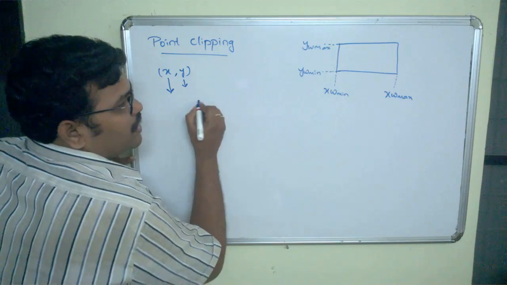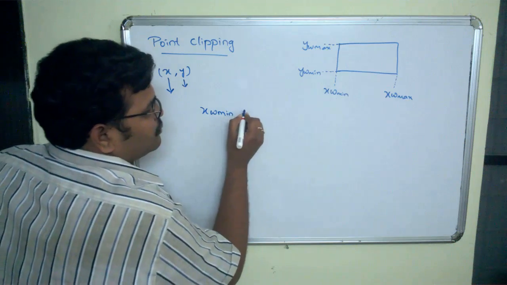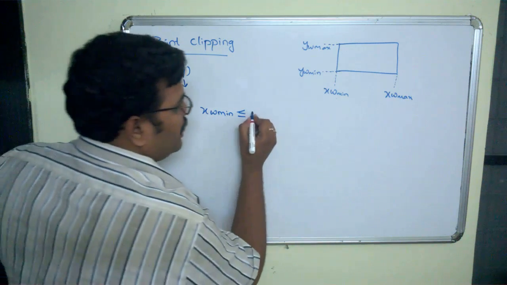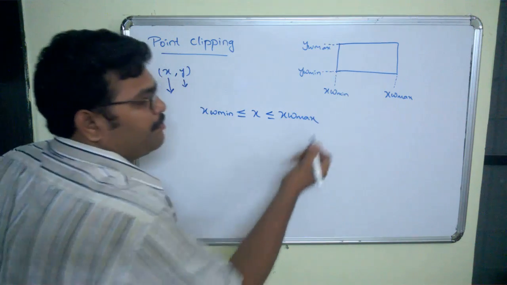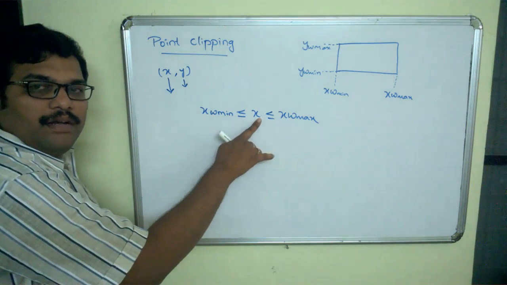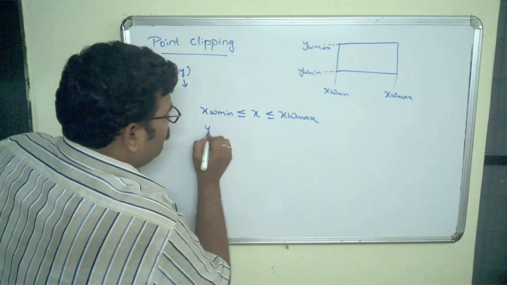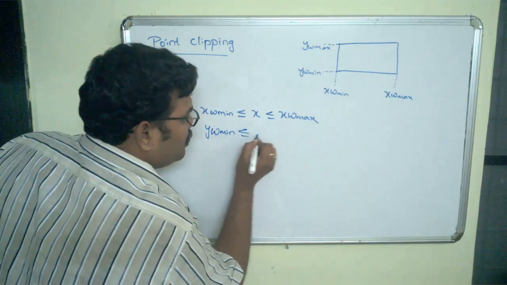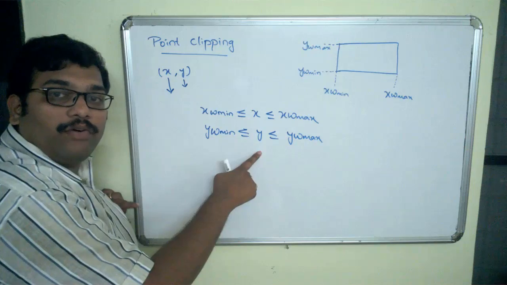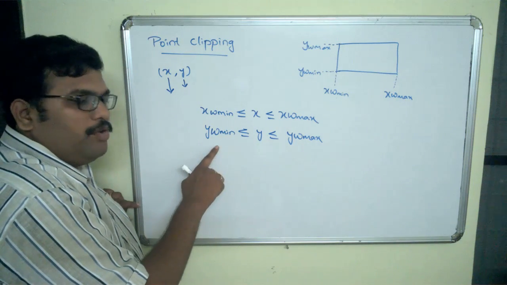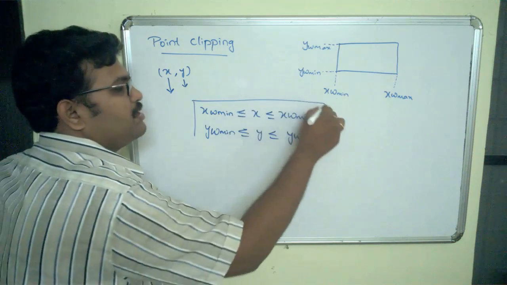So here the conditions are XW minimum less than or equal to x less than or equal to XW maximum. So x lies in between the minimum window boundary and the maximum window boundary. Similarly, YW minimum less than or equal to y less than or equal to YW maximum. So the y coordinate lies in between the YW minimum boundary and the maximum boundary. So these are the conditions to be satisfied.